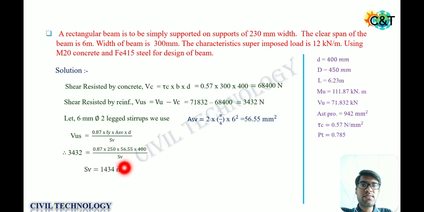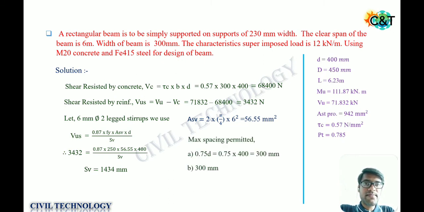The required spacing comes out as 1434 mm, which means we can provide the 2 leg stirrup of 6 mm diameter at 1434 mm spacing, but the IS code doesn't permit this much spacing. So we have to cross verify the spacing with the IS code criteria, and based upon that we decide the final spacing we can provide in our actual beam.